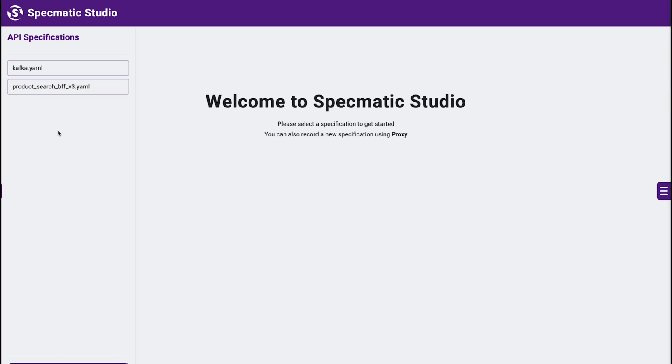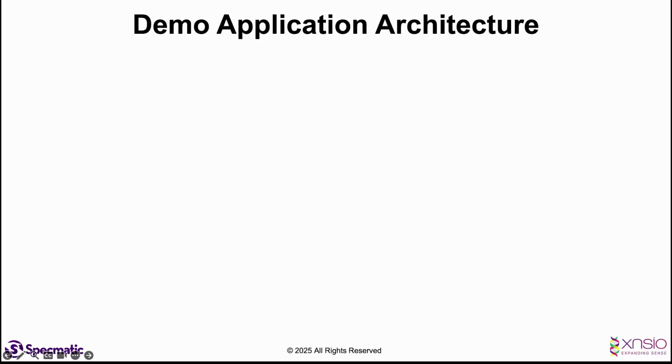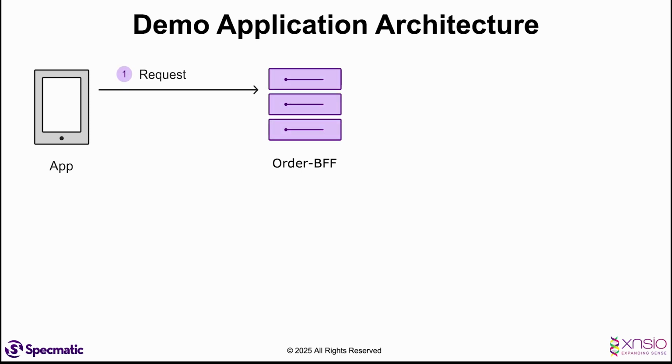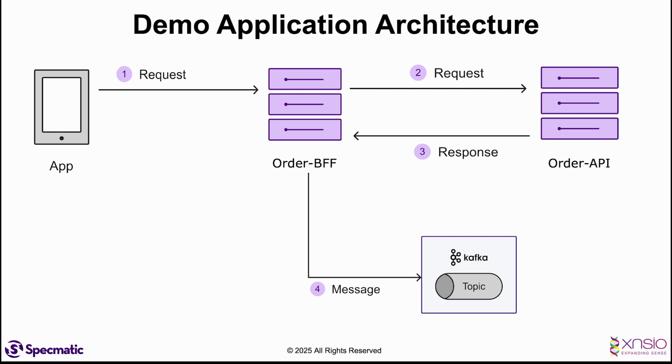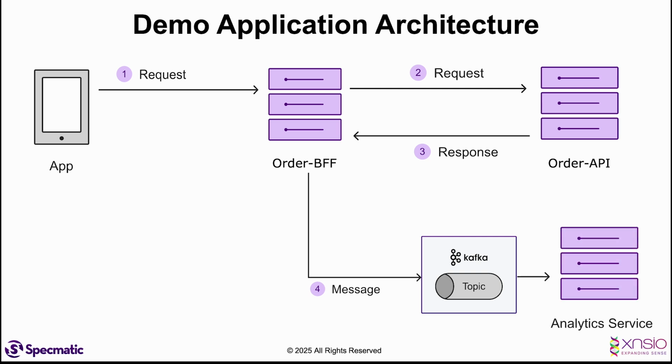But before we jump in, let me quickly set the context of what project we are going to be looking at so that you will understand what I'm going to explain. Some of you might be familiar with this demo application that we have shown before. I have an order app which is going to make a request to an order backend for front-end service, which in turn is going to request from the order API, get a response back, log the response onto a Kafka topic, which will be used by analytics service, and then respond back to the order app. So this is the context, and what we are trying to do is test the order BFF, which is here. So let's quickly jump back to Studio.